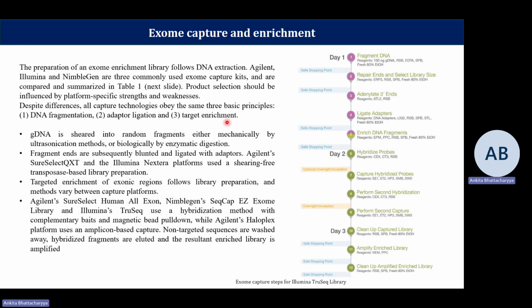Non-targeted sequences are washed away, hybridized fragments are eluted, the resultant enriched library is then amplified. Basically, what do we mean to say? We mean that you start off with a lot of information. You start off with the complete DNA sequence. From there, you fragment it into small pieces. From there, you use some baits.